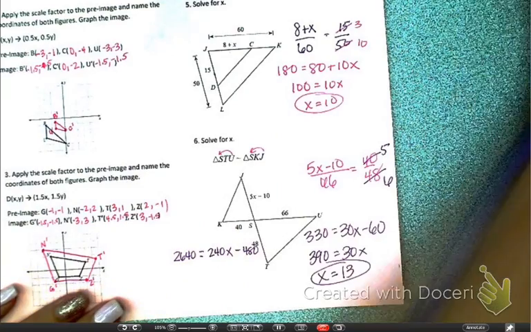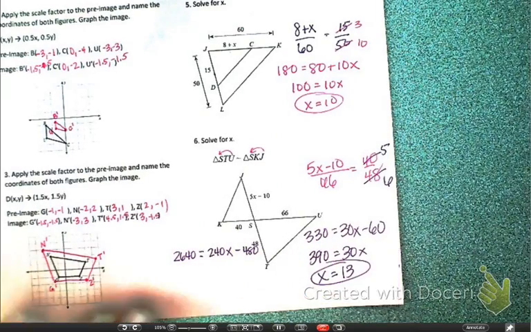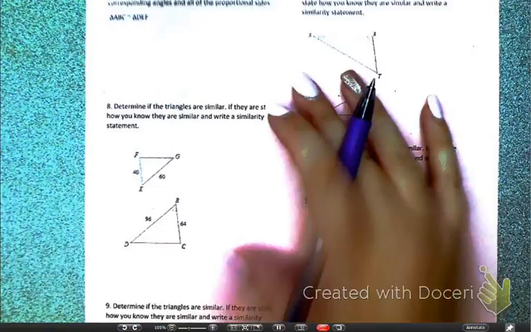Okay, any other questions on the front side? No? Back side.